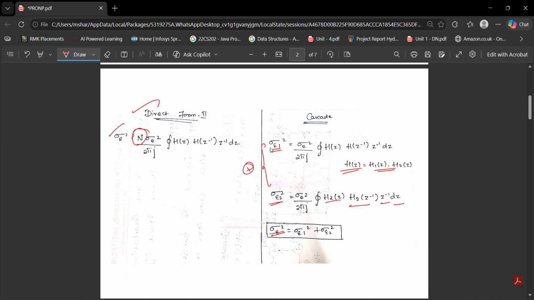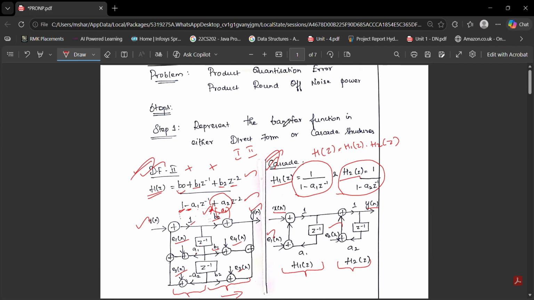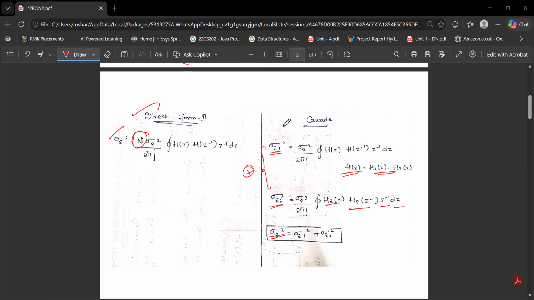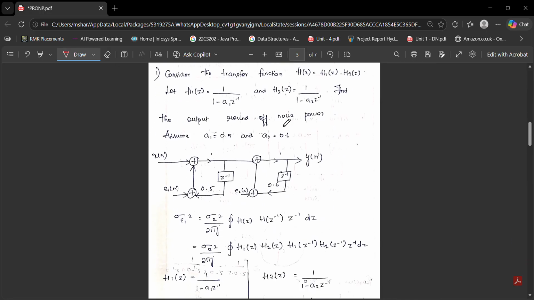So this is about the direct form 2 and cascade form. Based on the questions, we will be solving the problem. So now let's get into the problem.